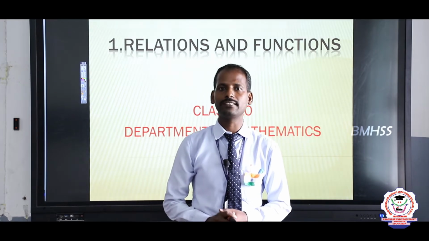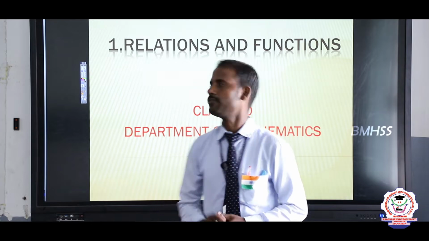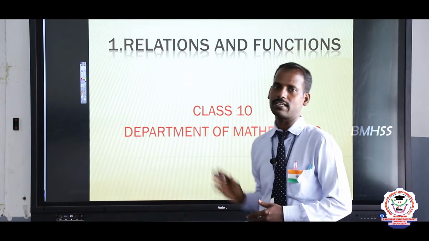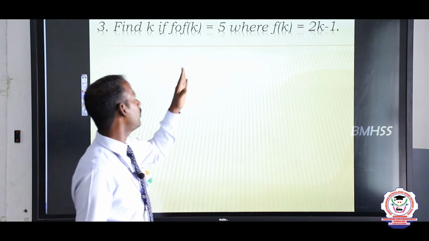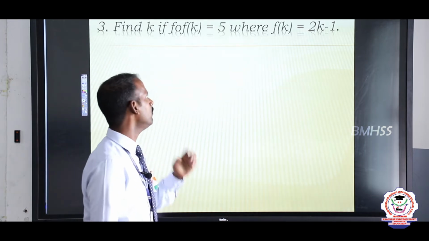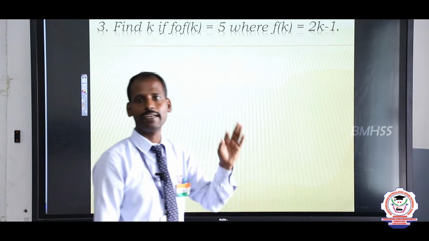I am going to teach 10th standard mathematics. The first chapter is relations and functions. The third sum, find k. If f naught f of k equal to 5, where f of k equal to 2k minus 1.